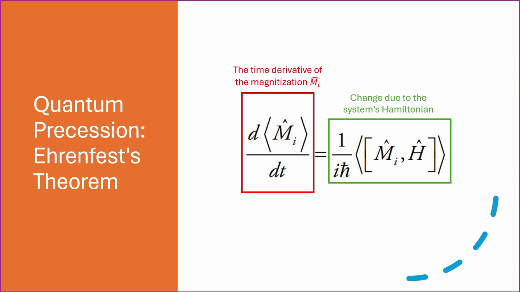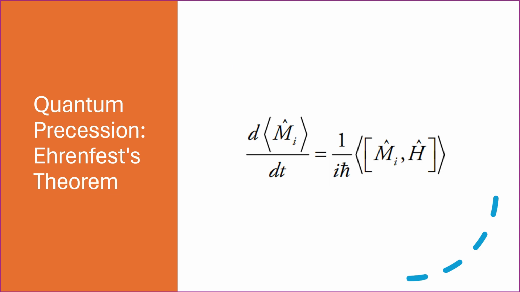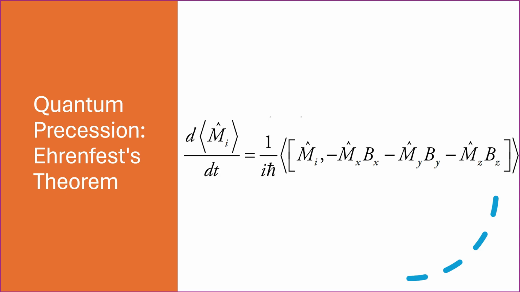Let's replace the quantum operator A with the net magnetization vector Mi, where i can be the x-axis, the y-axis, or the z-axis. And now we should have something like this. And remember that the Hamiltonian is equal to the negative dot product of the net magnetization vector and the external magnetic field. So we replace the Hamiltonian with that in here for the different axes.